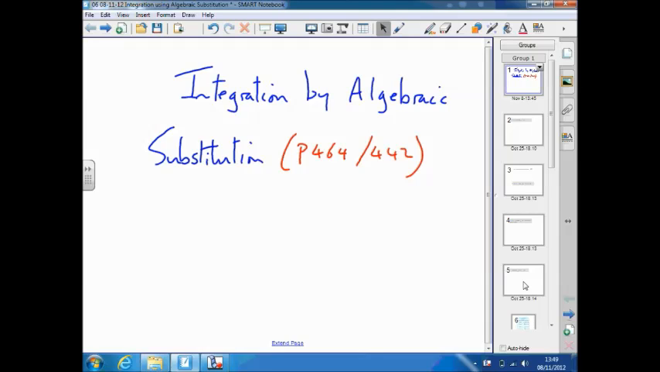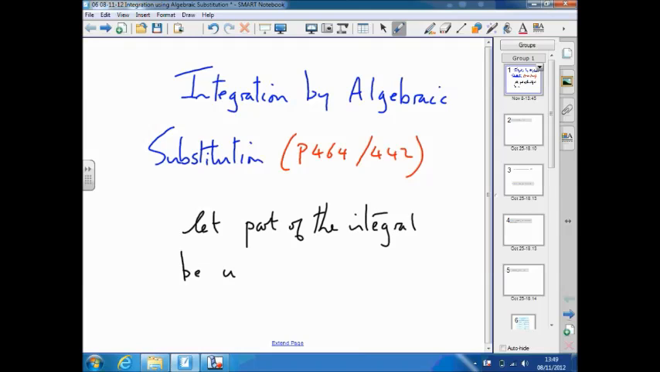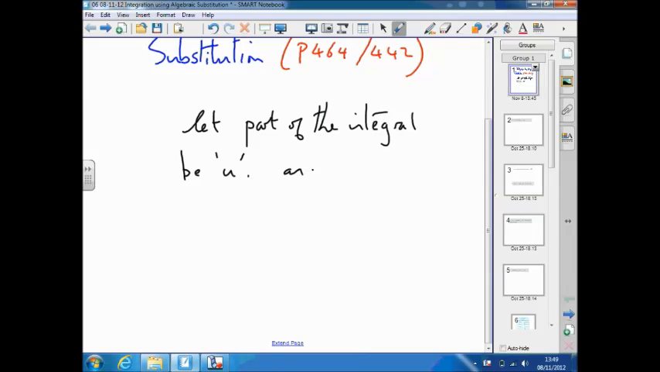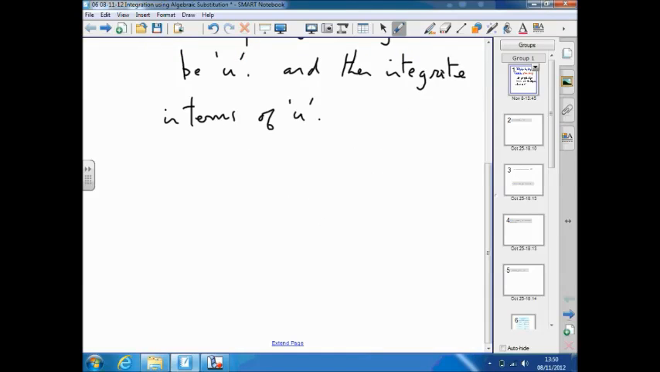The basic idea is that we let part of the integral, that's the tricky bit really, deciding which bit to let be. Let part of the integral be u to make the integral easier, and then integrate in terms of u, and get it to look like a standard integral.